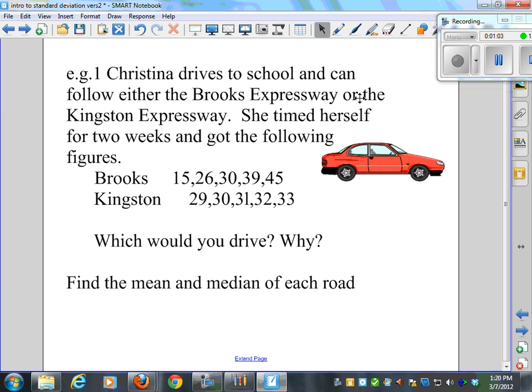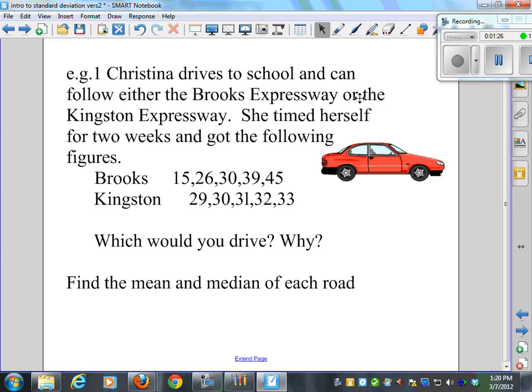Here is the first example. Christina drives to school and can follow either the Brooks Expressway or the Kingston Expressway. She timed herself for 2 weeks and got the following figures. On the Brooks, she did 15 minutes, 26 minutes, 30 minutes, 39 minutes, 45 minutes. On the Kingston, 29 minutes, 30 minutes, 31 minutes, 32 minutes, 33 minutes.